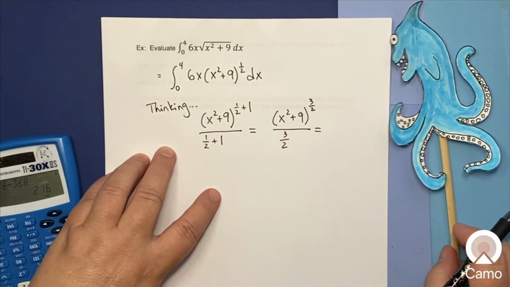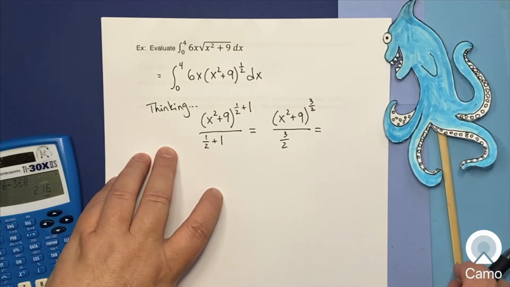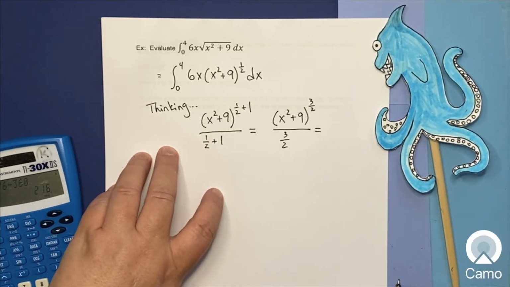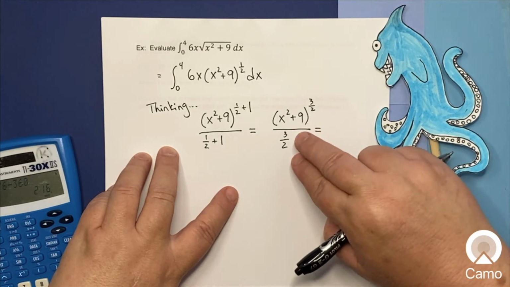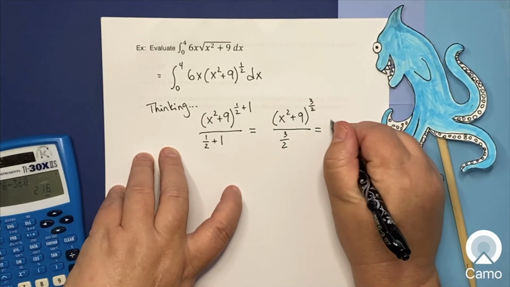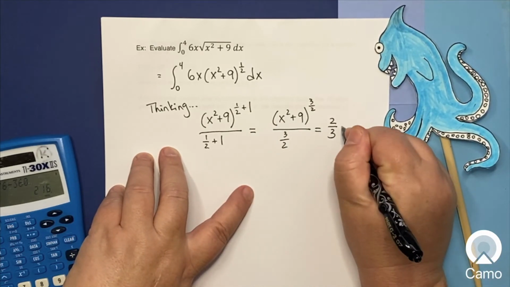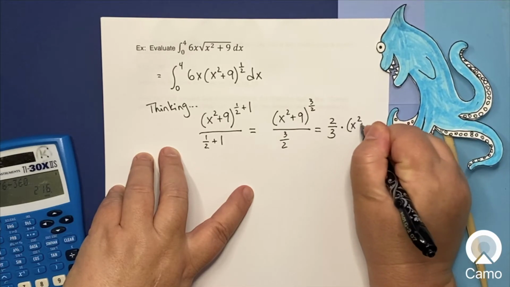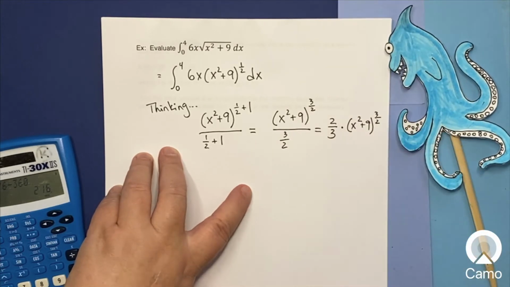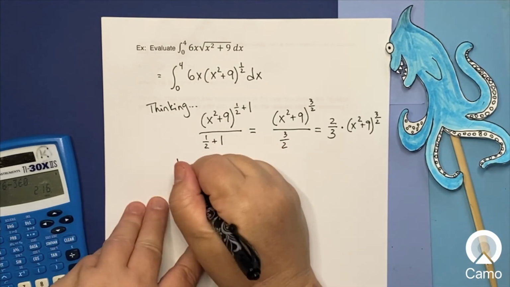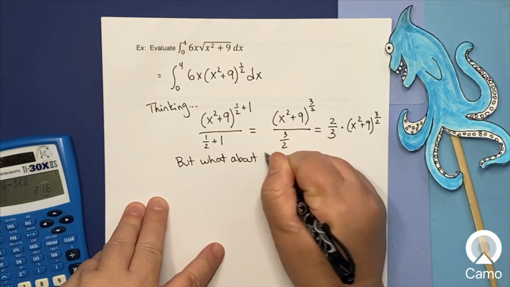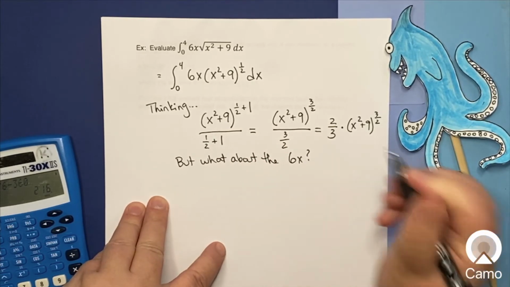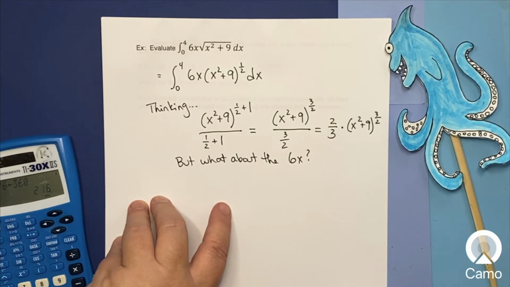And we talked about it before, whether you believe in the boogie board amongst the sharks styrofoam concept, or you just remember that when you're dividing by a fraction, it flips upside down and multiplies. We get 2/3 times x squared plus 9 to the 3/2. Okay. But the problem is, what about the 6x? It's a good question.